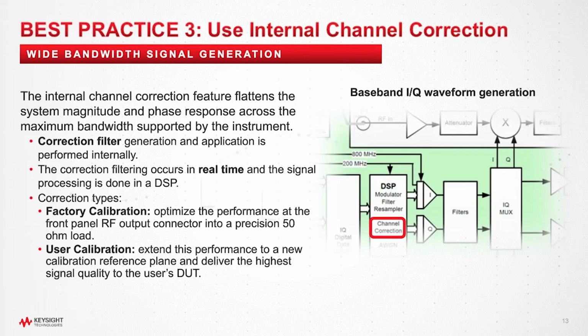There are two correction types, factory and user. The factory calibration optimizes the performance with the front panel output connected to a precision 50 ohm load. The user calibration can extend this performance to a new calibration reference plane and deliver the highest signal quality to the user device under test. This real-time channel correction is important, especially for wide bandwidth signal creation. Let's take a real case as an example.